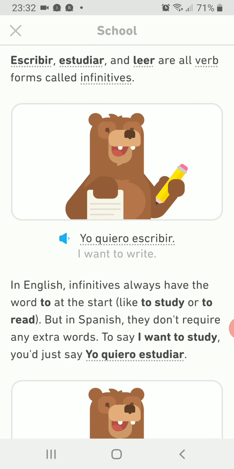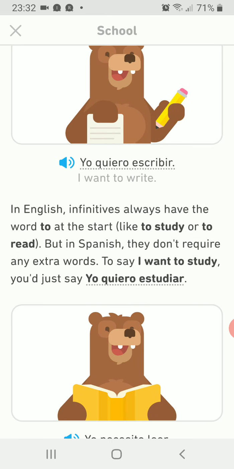Let's see here. Yo quiero escribir. I want to write. Yo quiero estudiar. Yo quiero leer. So it depends what you want to say, but here it's all in infinitive form. In English, infinitives always have the word to at the start, like to study. I would like to study. I would like to write. I would like to read.